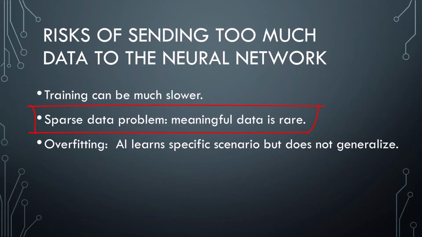There's the sparse data problem where meaningful training data is rare in the observation space, making it harder for the neural net to find patterns. There is more risk of overfitting, where the network learns that specific training scenario but does not generalize well. It is important to find the minimal, sufficient set of observations that enables the agent to learn the desired behavior.